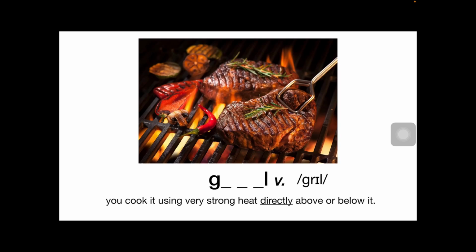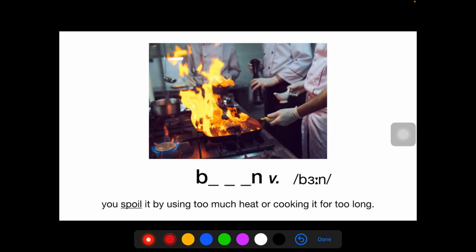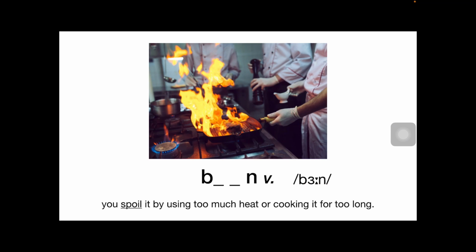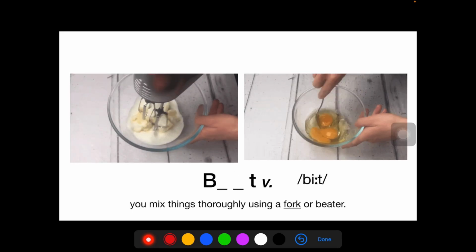All right, let's review the words together. If you remember, what verb is this one? This one is grill. How do you spell it? G-R-I-L. Very good. Grill. Next one. Burn. You can read here. How do you spell burn? B-U-R-N. Burn. Good job.